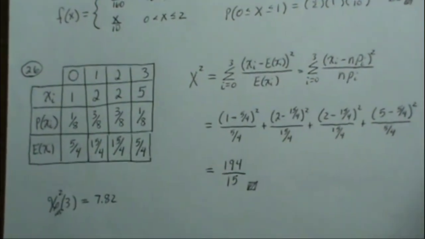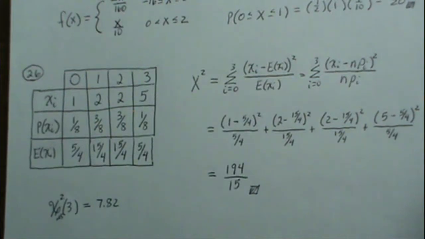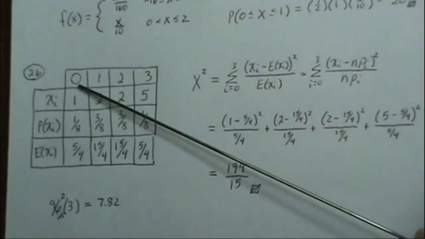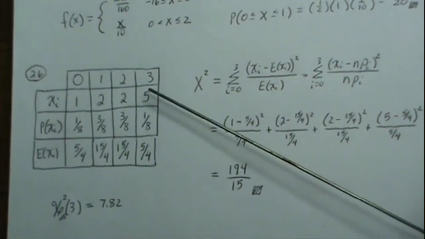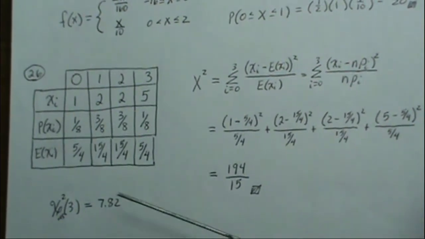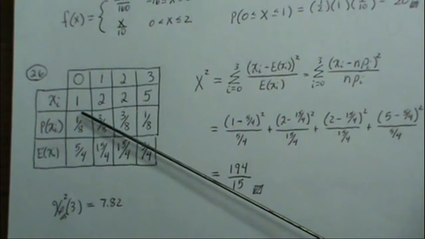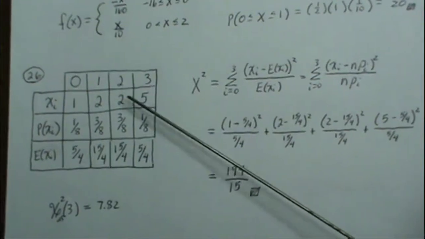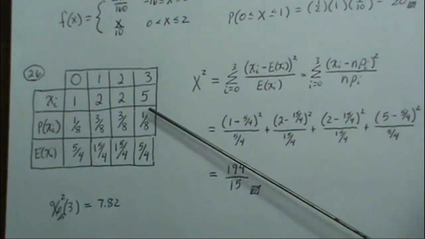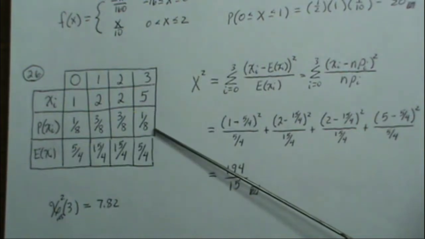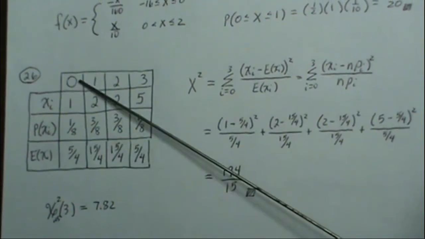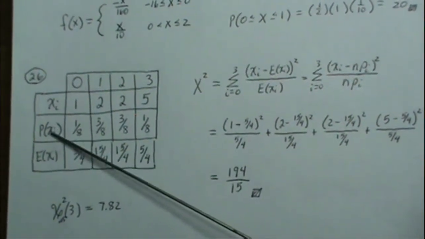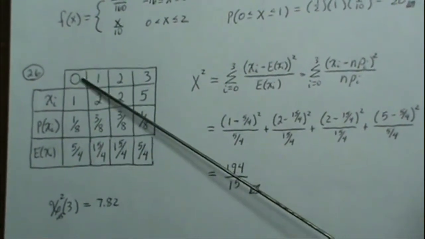So problem 26, this is a classic chi-square test. We want to know, these are our values, 0, 1, 2, and 3. And we want to know, is it a true binomial? Well, we conduct an experiment of 10 samples and we get one 0, two 1s, two 2s, and five 3s. Well, if this were a true binomial with p of 1/2, then the probability that we observe a 0 is 1/8. So actually this should not be xi. This is the probability of observing this value.